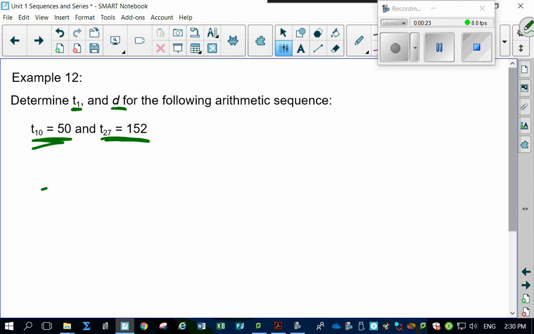Simple. Look, there's a whole bunch of terms. There are 9 terms before this. That's term 10, and we know that that's 50. Then we're given a whole bunch of terms all the way out to here. That's term 27, which we know is 152.